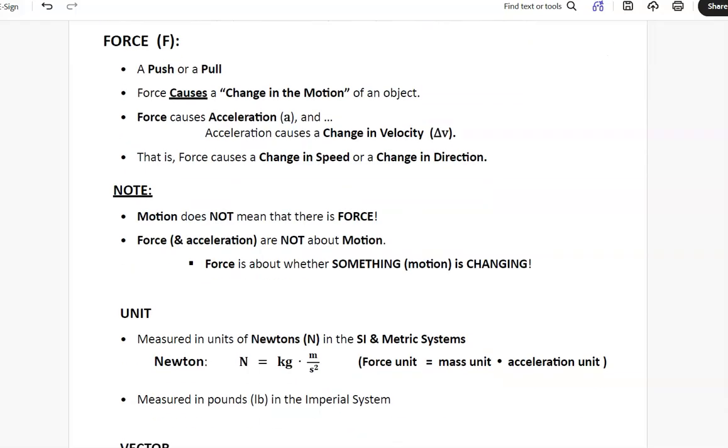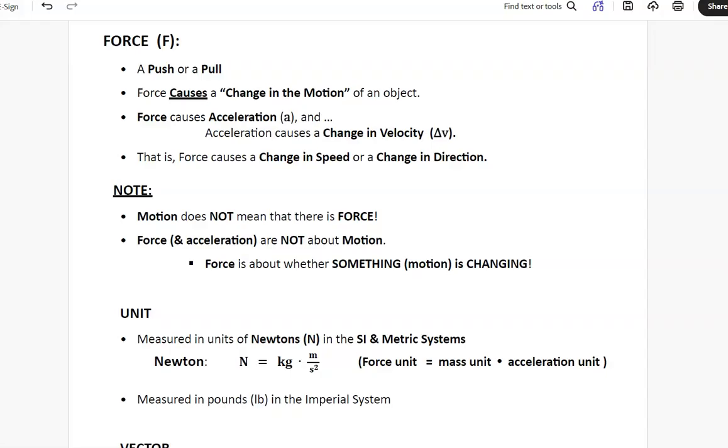So what is a force? Well, you can think of a force simply as a push or a pull, a continuous push or a continuous pull. Once the push or pull is done, once something stops pulling or pushing, the force is over. But while the force is happening, forces cause changes in motion of an object. What does that mean? It means they cause changes in velocity of the object.